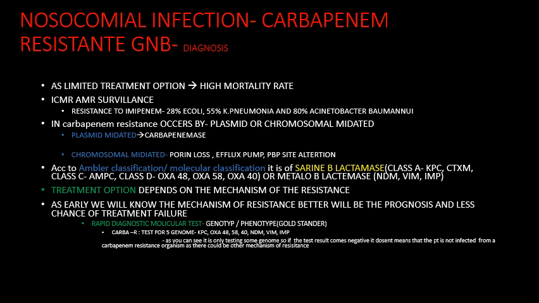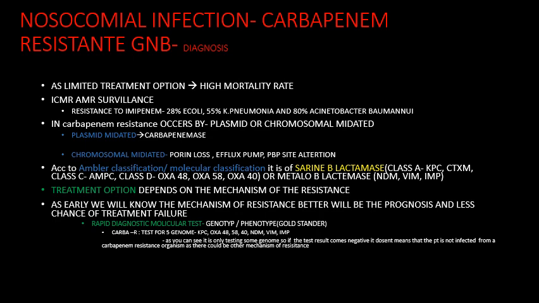In carbapenem resistance, resistance occurs mainly by either plasmid mediated or chromosomal mediated mechanisms. Plasmid mediated are carbapenemases, and chromosomal mediators are porin loss, efflux pump alteration, and penicillin binding protein site alteration.